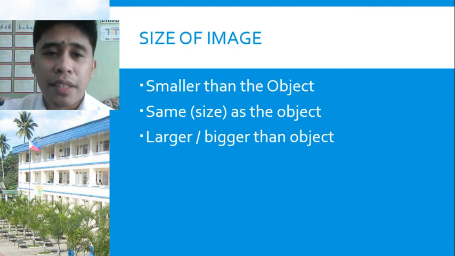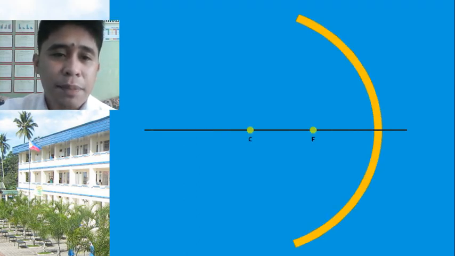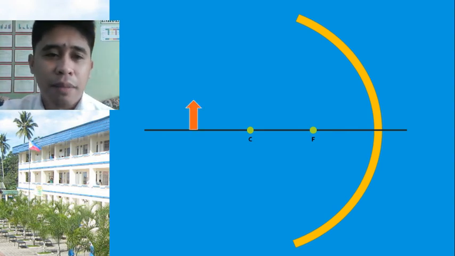Images formed by mirrors may also be characterized by size. Some images may be smaller than the object or same size as the object, or even larger than the object. Lastly, images may be inverted or upright, which characterizes its orientation. Now, using the previous examples, let us characterize the image formed by a concave mirror with an object placed beyond the center of curvature. Let us perform the ray diagram and draw the image.